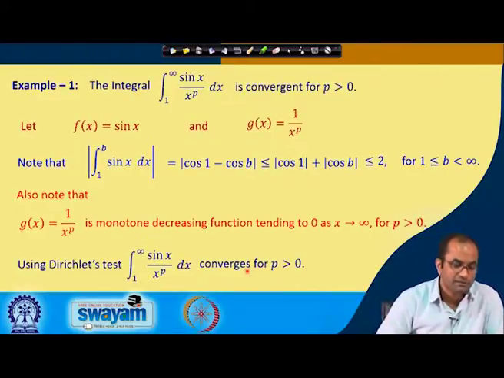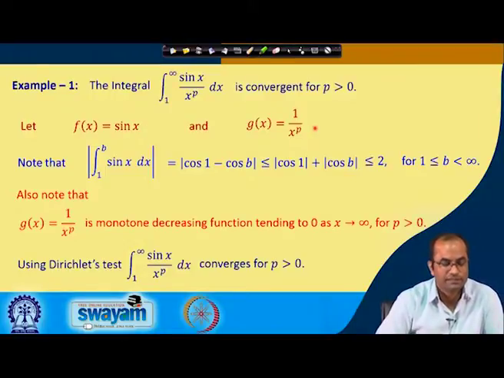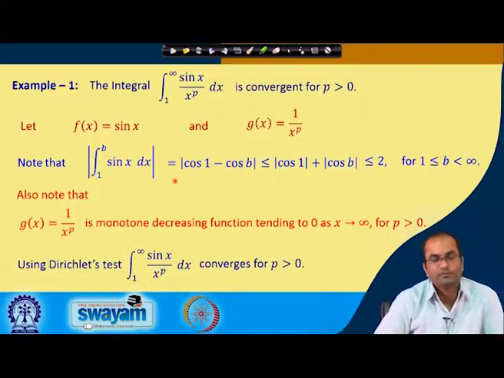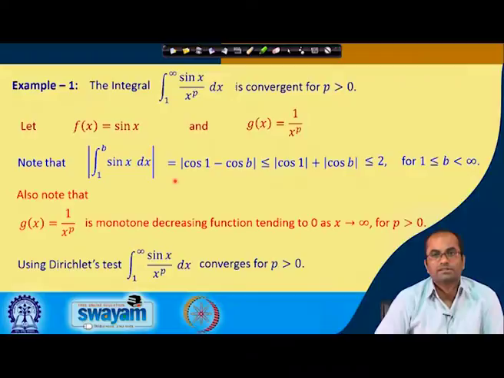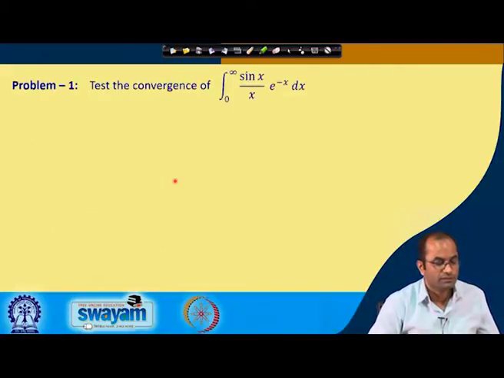So, this Dirichlet test is very useful now that we have just considered a ratio of two functions again. One was f(x) and the other was g(x), and the function f(x) had this nice property of uniform boundedness of the integral, and the second one was monotonically decreasing to 0. Therefore, we could conclude with the Dirichlet test that this converges.